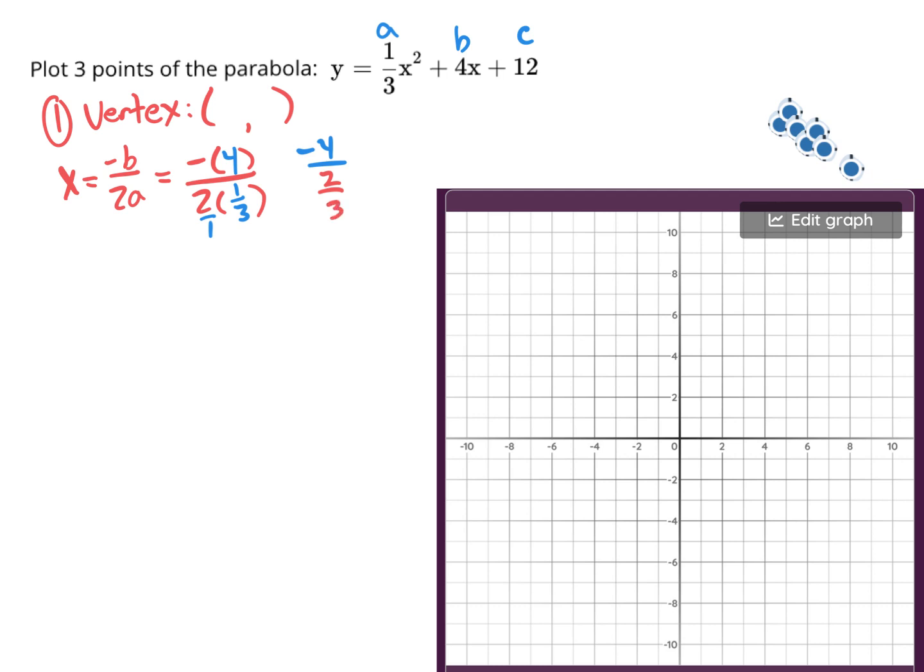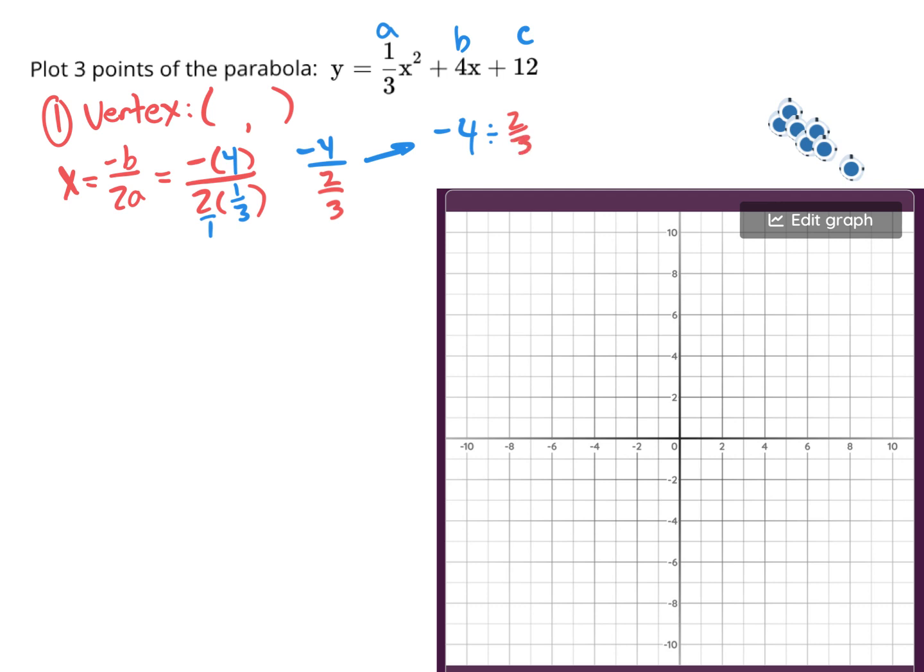Okay, by the way, you could technically just type in 2 parentheses 1/3 in a calculator and it'll give you your final answer, right? Or you could type in this whole thing in a calculator and it'll give you your final x value of your vertex. But I want to show you without a calculator. So we have a negative 4 divided by 2/3. So what we need to do to really understand this is write it horizontally instead of vertically. Negative 4 divided by 2/3.